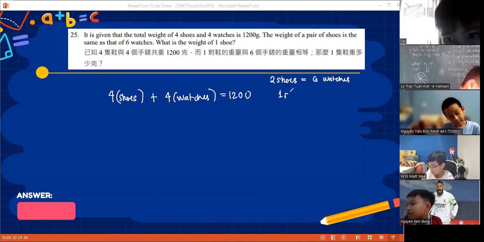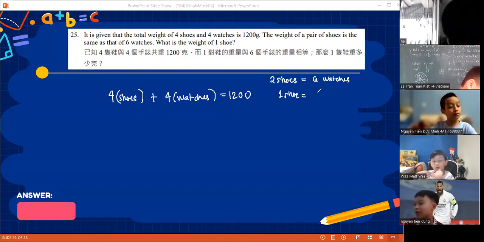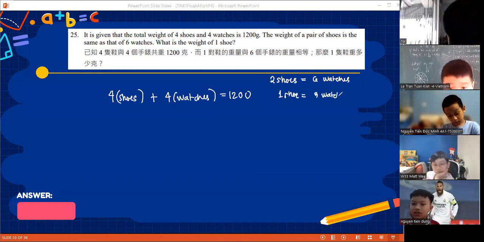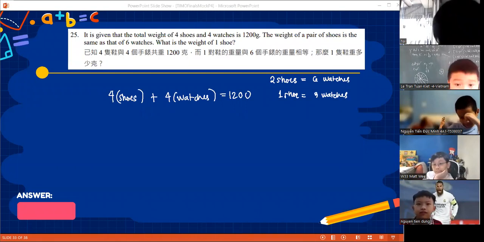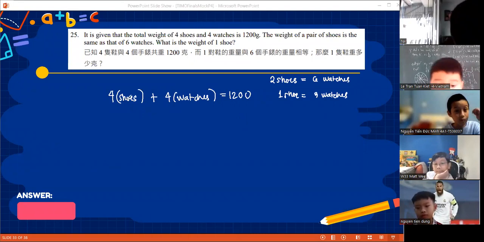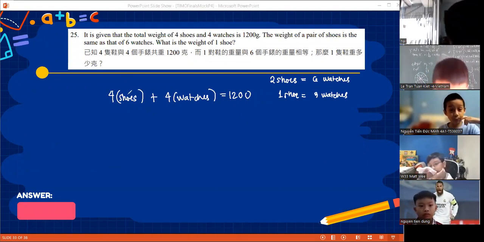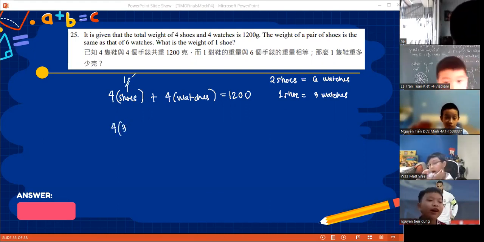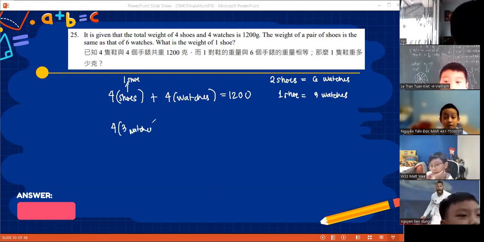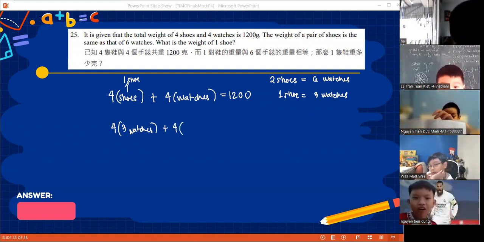If you have 1 shoe, that would be three watches. Okay, listen. So if this is only this one shoe here, right? So that would be 4 times 3. This is just one shoe. 1, 2, 3. So that's 12 watches. 12 watches. That's it.